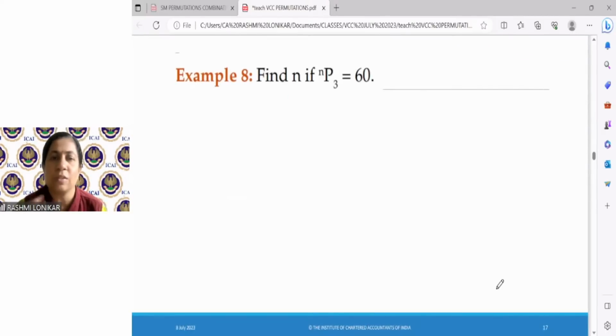Now let us do this. These are the type of sums that you do get in the exam. So find n if np3 is equal to 60. So this type of sum tests whether or not you know the mathematical way in which permutations are expressed. So np3. So what is the formula that we have? Okay, we have two formulas for that.